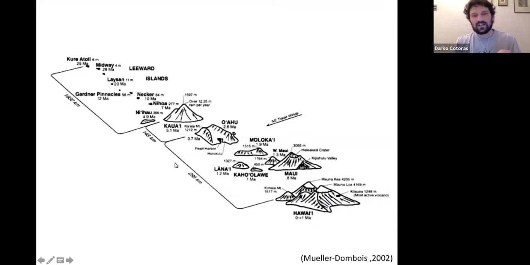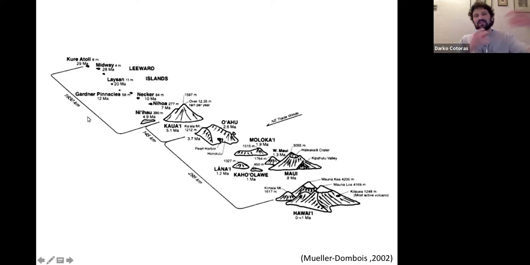So this is the final slide of this intro, which I really like because this cartoon shows you different volcanoes with their ages, but also the distance. So between the Big Island and Oahu, there's like 300 kilometers, but between Oahu and Kauai, 150, but then between Kauai and Kure, about 3,000.